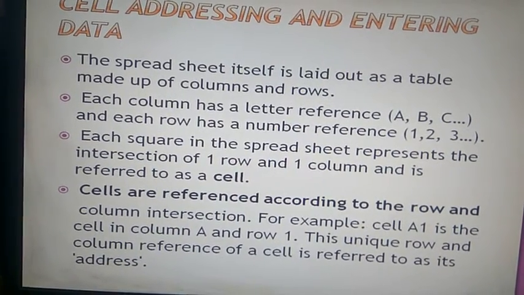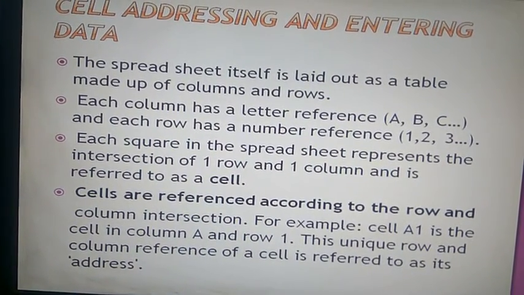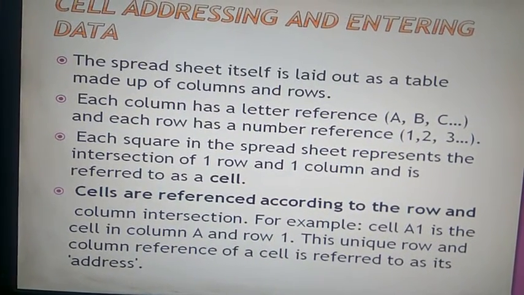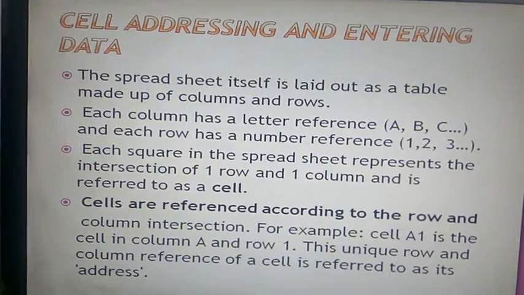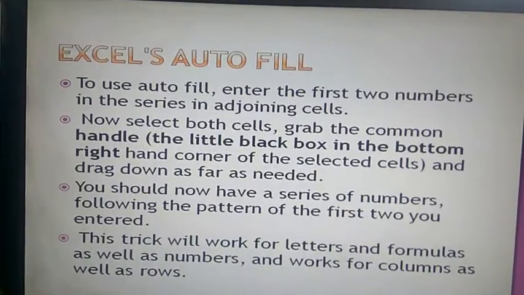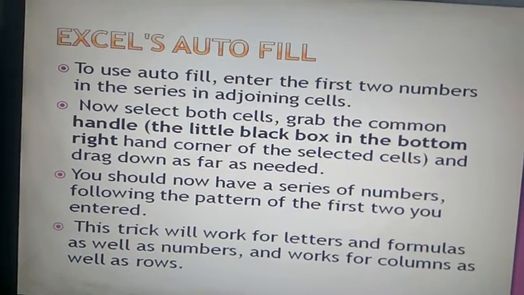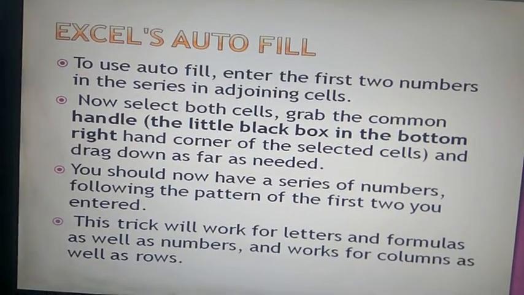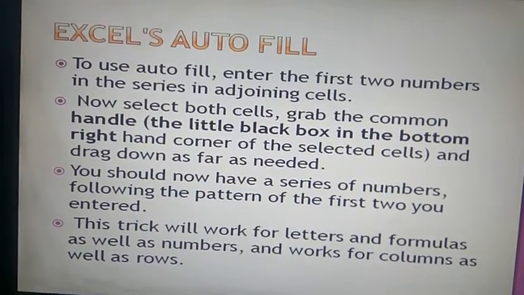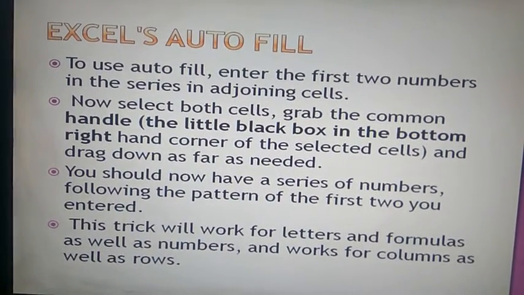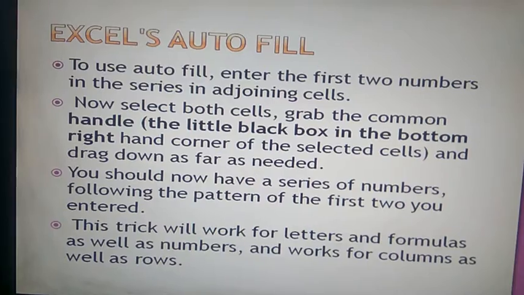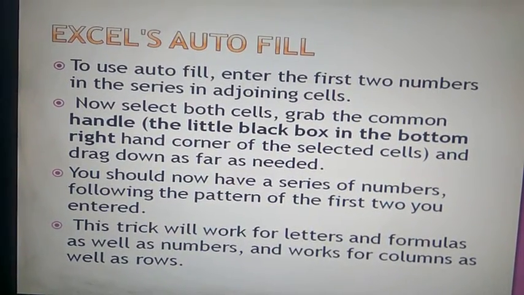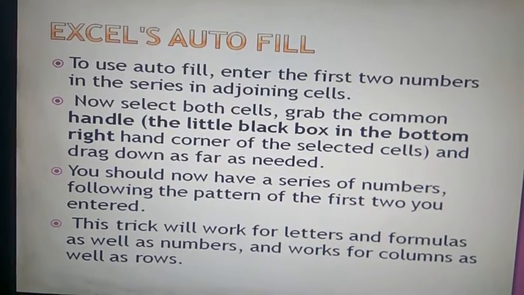For example, cell A1 is the cell in column A and row 1. This unique row and column reference of a cell is referred to as its address. So A1 is the address of that cell. Now, what is Excel's autofill? Autofill means the automatic filling property of Excel. To use autofill, enter the first 2 numbers in the series in adjacent cells. Adjacent means close to one another, like A1 and B1. A1 and B1 are the addresses of the cells.